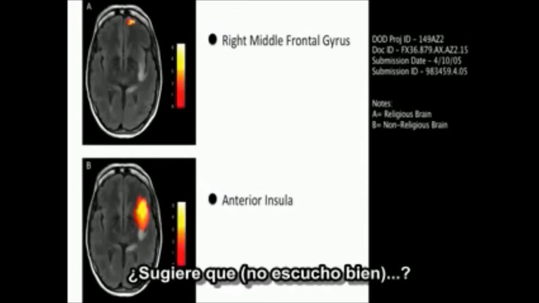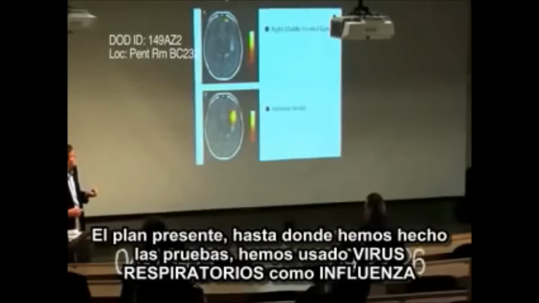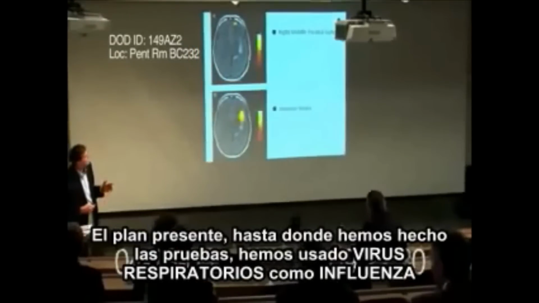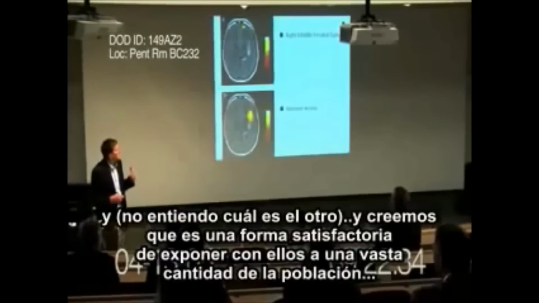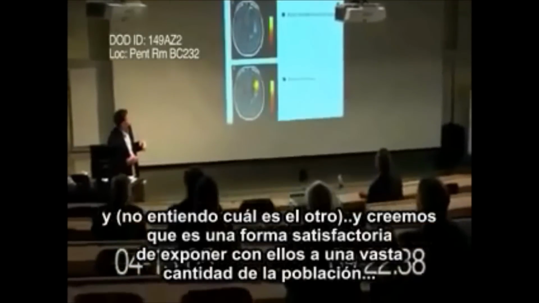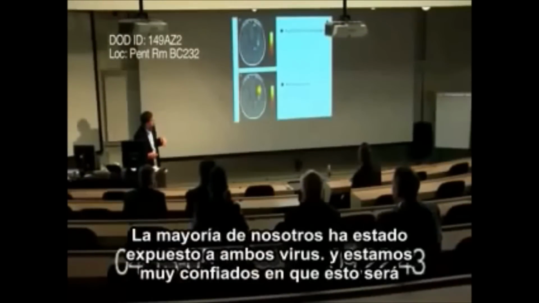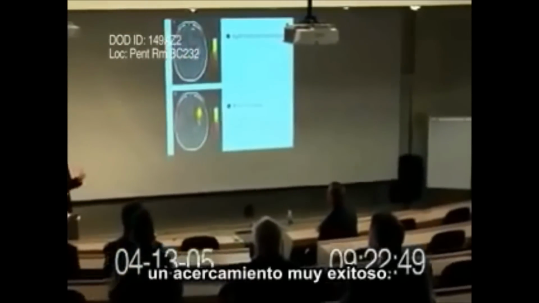How would you suggest that this is going to be dispersed? Aerosol? Well, so the present plan and the tests that we've done so far have used respiratory viruses such as flu or rhinoviruses, and we believe that that's a satisfactory way to get the exposure of the largest part of the population. Most of us, of course, have been exposed to both of those viruses, and we're quite confident that this will be a very successful approach.